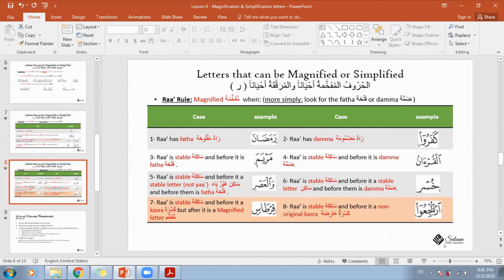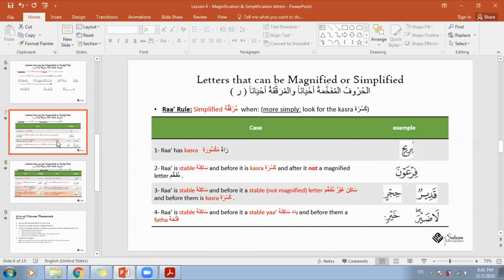I got a question. I don't hear the difference between ra magnified and simplified. So yeah, I will try. This is the final question, and we will end with the lesson, inshallah. But I will try to find someone for the brother.